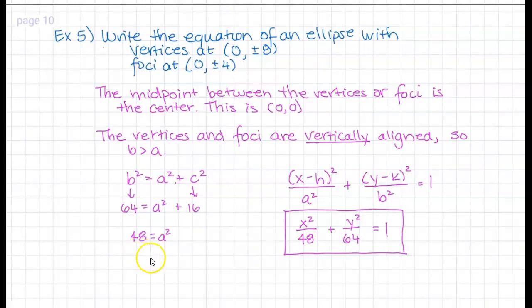And actually, notice I didn't solve for a, because all I want is the equation. We just need a squared, really, to plug in. So that was good enough. I know the center was at 0, 0, so we just have x squared and y squared in the numerator. We found a squared over here. If b is 8, then we know b squared is 64, and there we go. We have our equation.